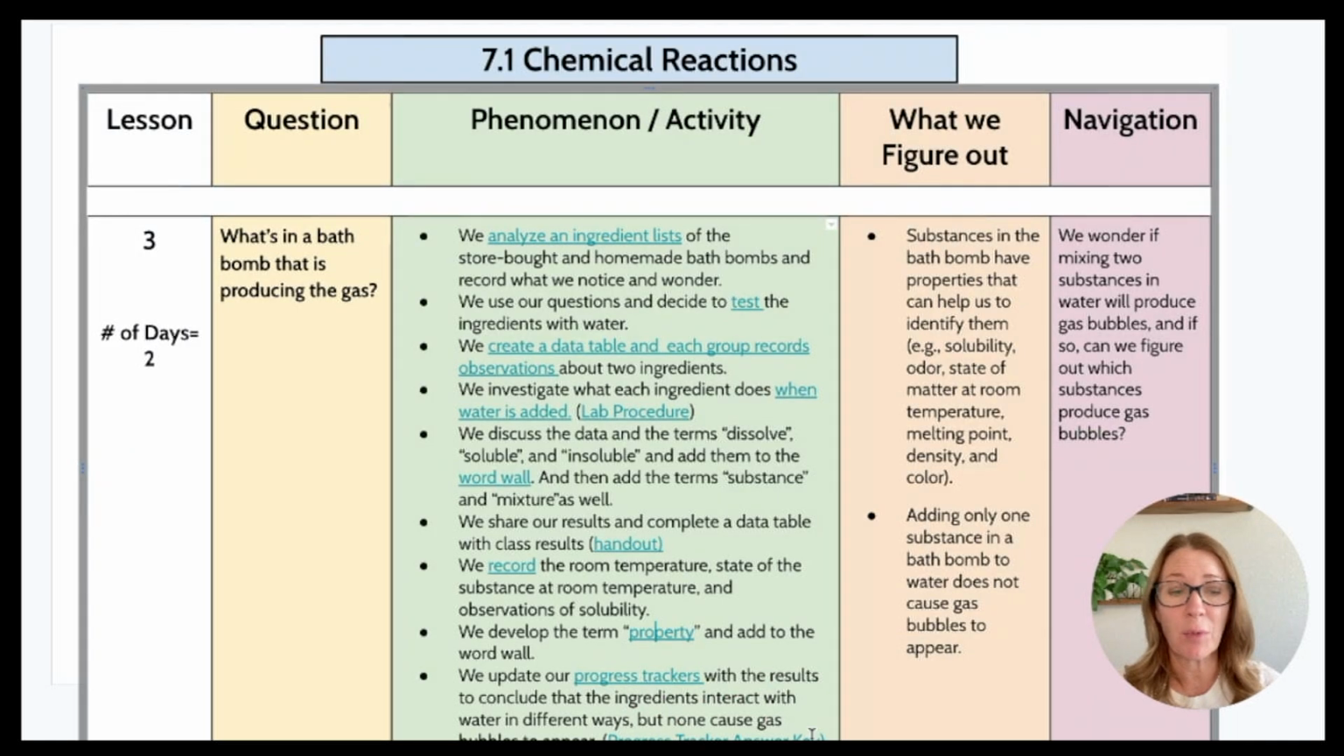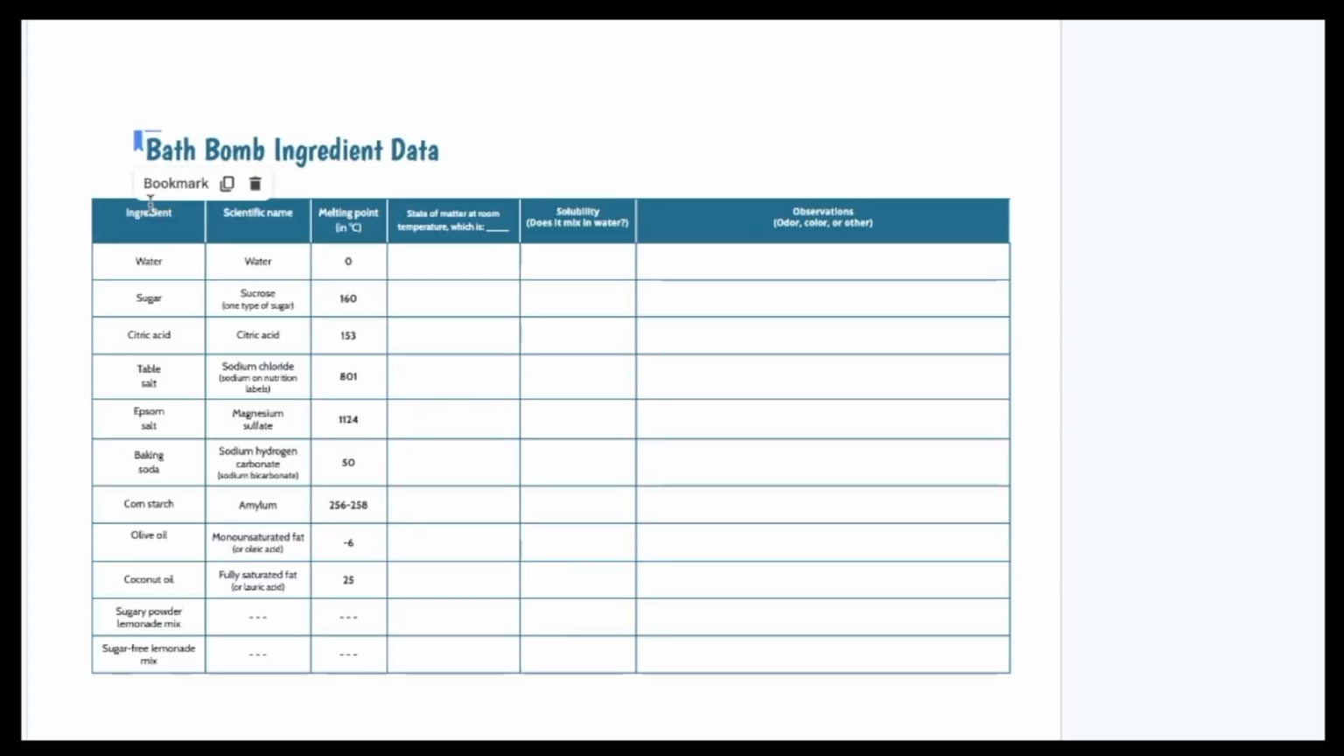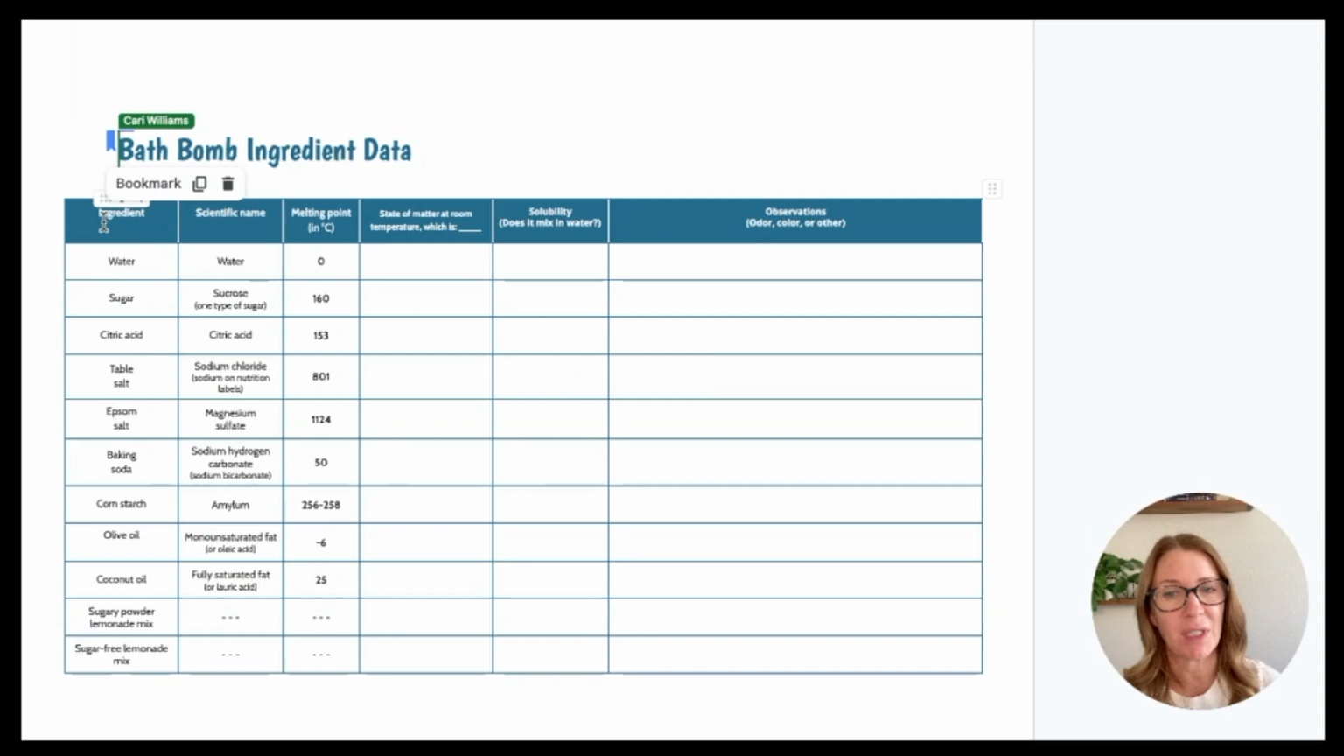So once we've developed the word property, and I think while we're doing this, the slideshow will walk you through as well. You're also going to switch the term ingredient to substances. So we're developing a lot of terms here, chemistry terms, to help us as we go through this unit.